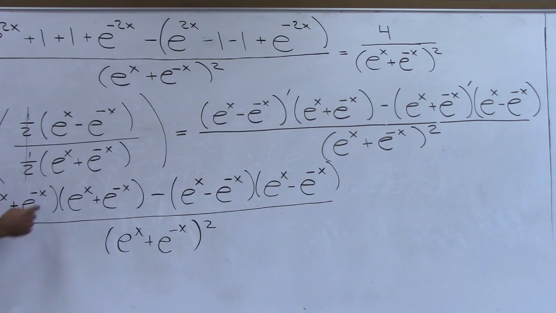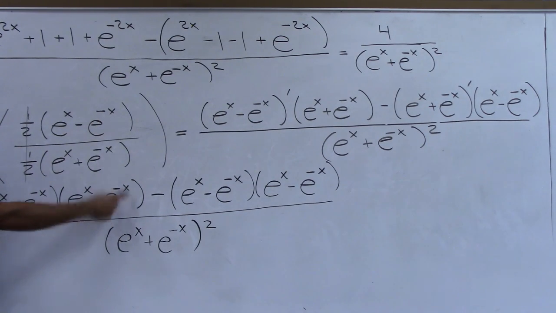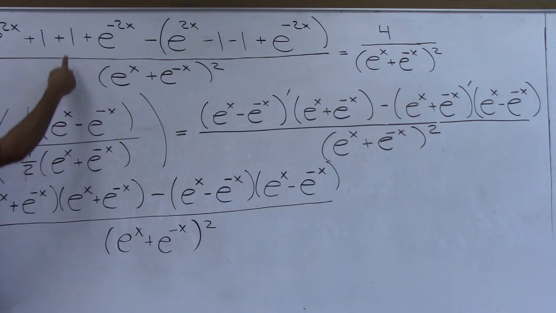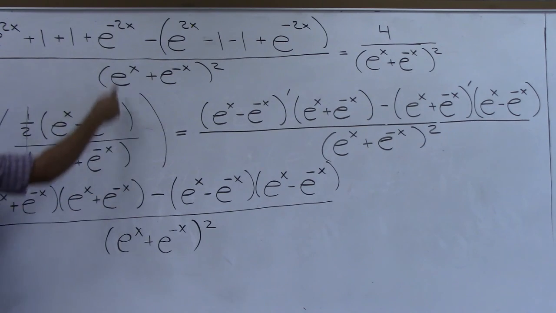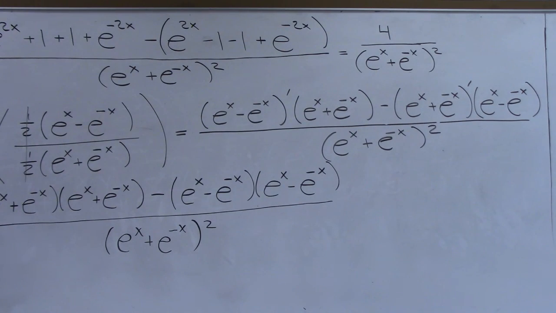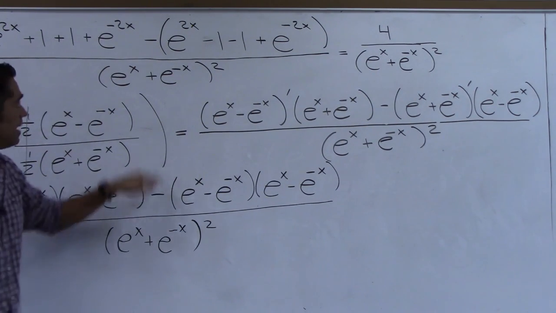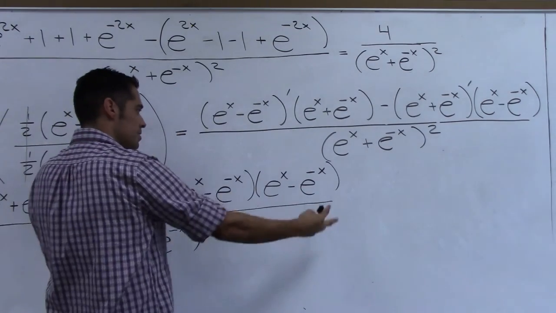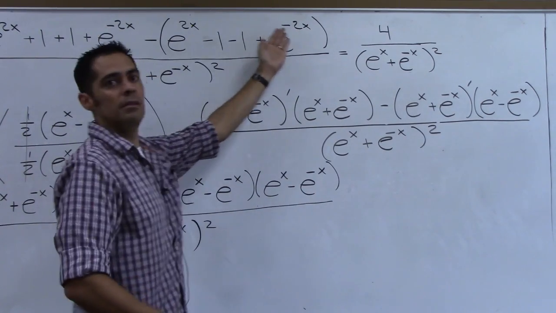The next step is actually foiling these two together. So e to the x times e to the x is this. e to the x times e to the negative x, we did that already. That's 1. The middle ones also give you a 1. Then the outer ones give you this. Then you do the same thing over here, minus, and then figure out what all this is. And that's this line right here.